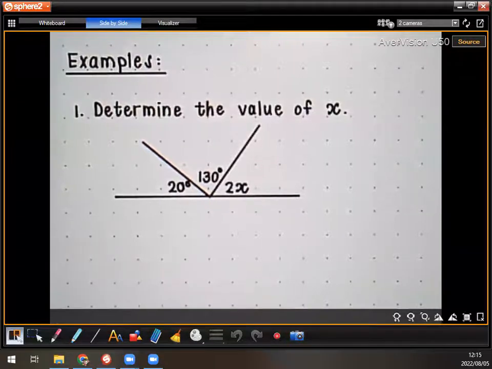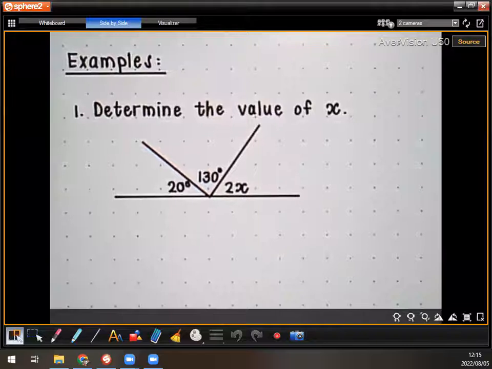All right, determine the value of x. Everyone trying to finish doing that. We have a straight line, and then there are three angles there. There's a 20-degree angle, 130 degrees, and then 2x.